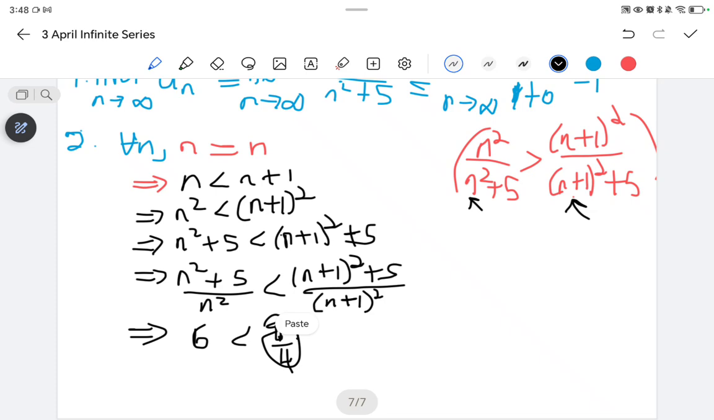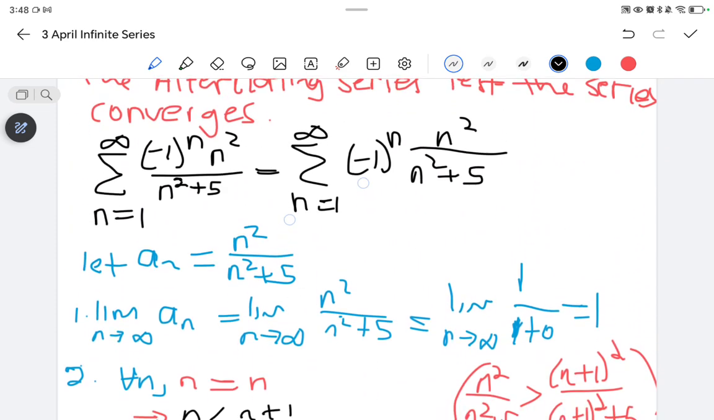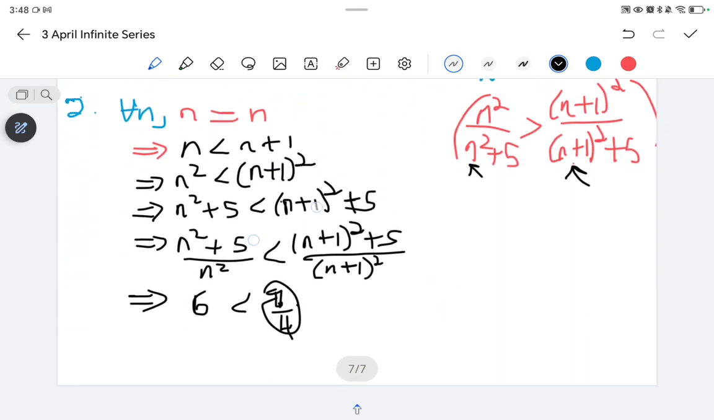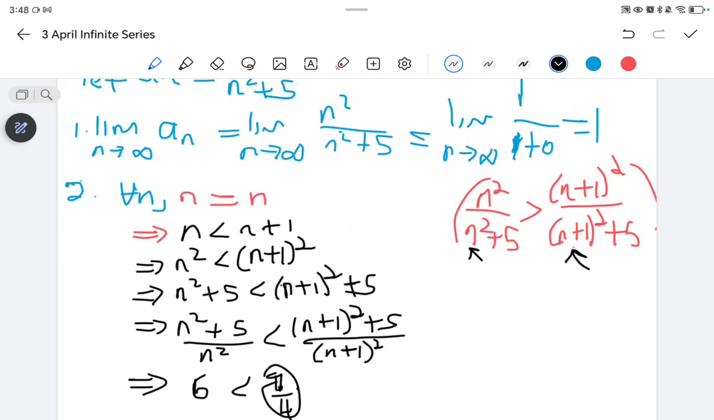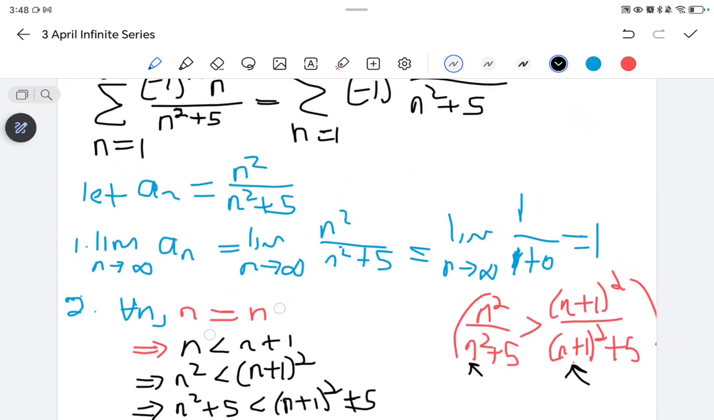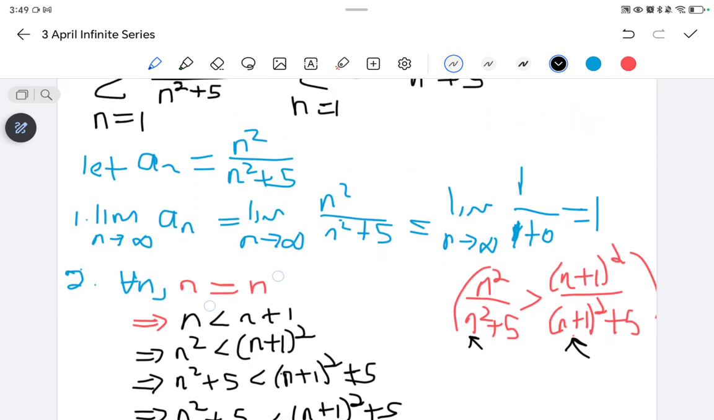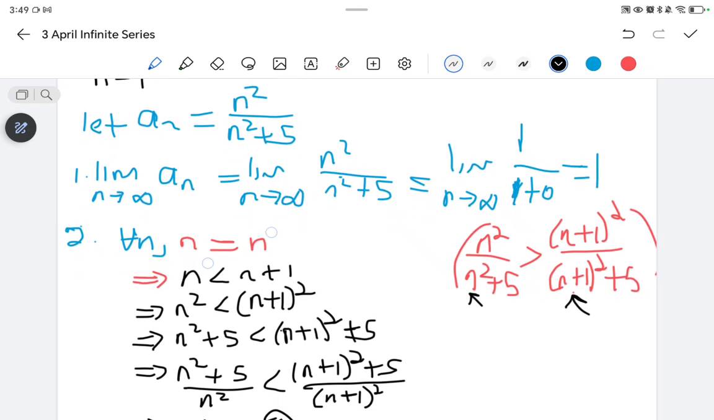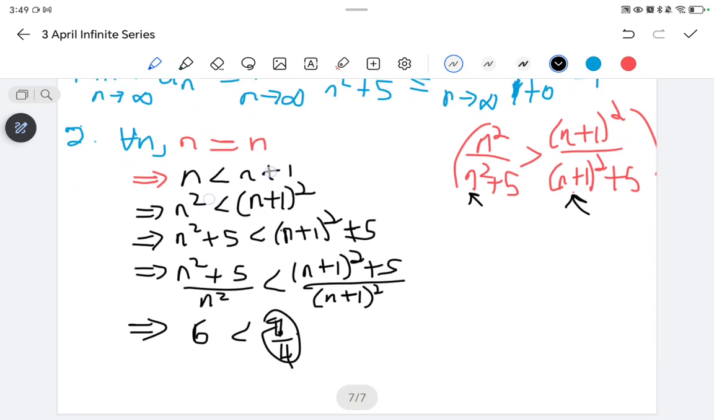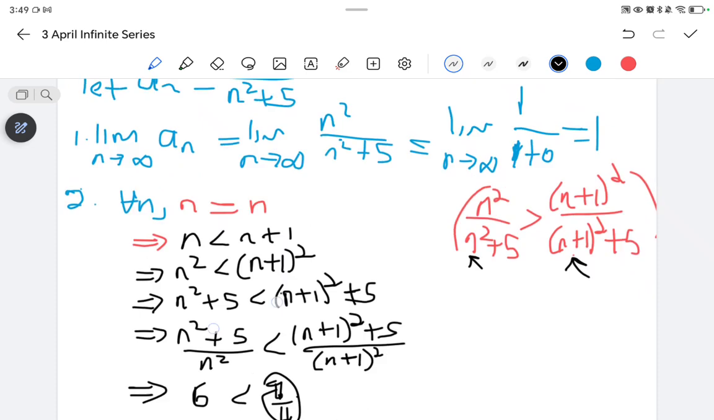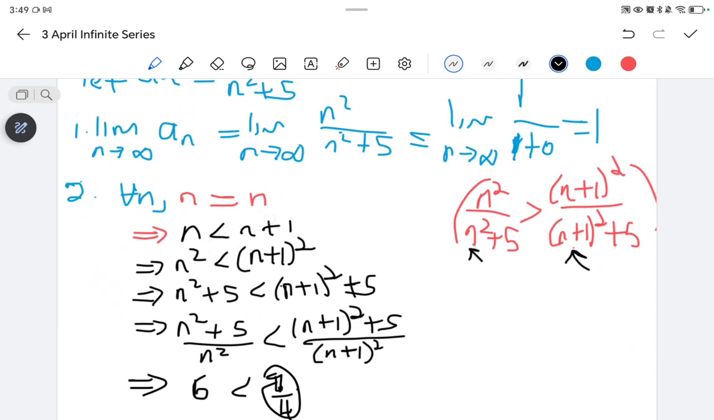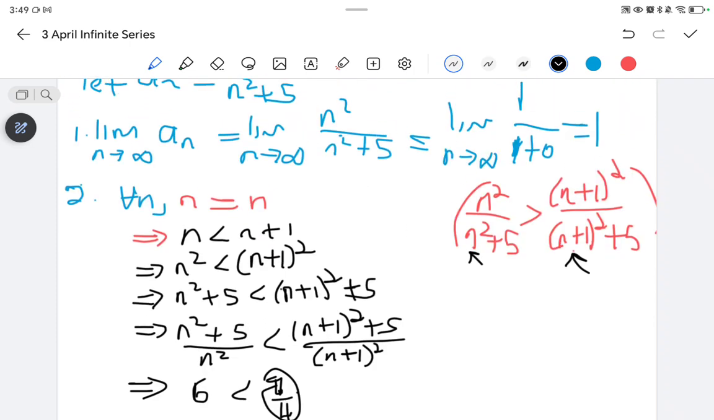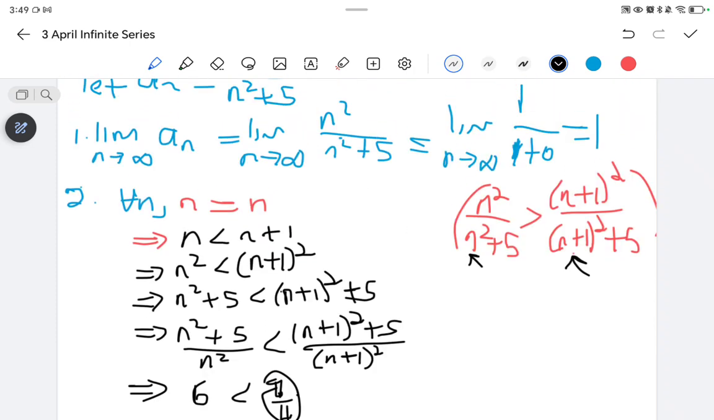Let's see what it was coming from. It's n squared plus n squared plus 5. I think this one, let me check if this is not correct. It means that we are getting another case now. It's not correct.